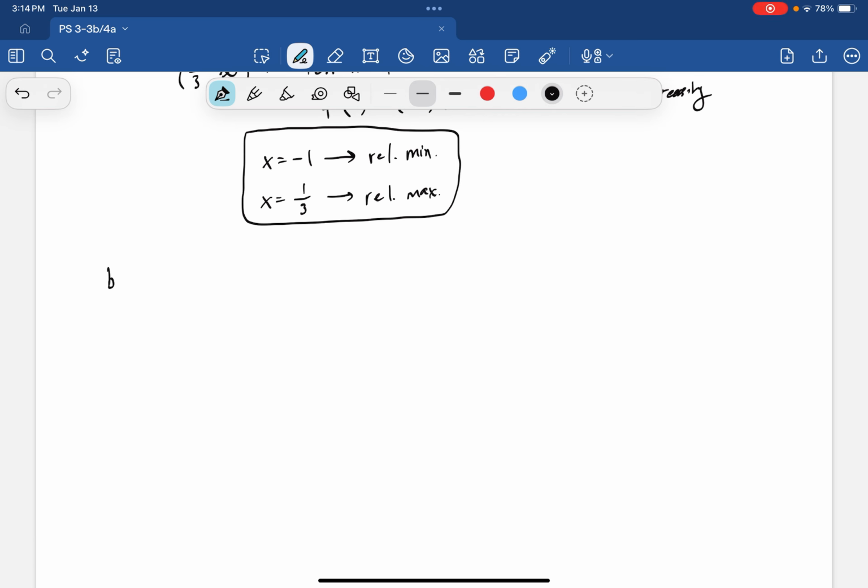Let's do b. Here we have f of x equals 2x plus 1 over x. And so the derivative is 2 minus 1 over x squared. Now, the goal is always to factor this as much as possible because that will give me the most information about critical points, because that'll tell me when everything is equal to 0. The best way to factor this is by first turning it into a single fraction. So this becomes (2x squared minus 1) over x squared.